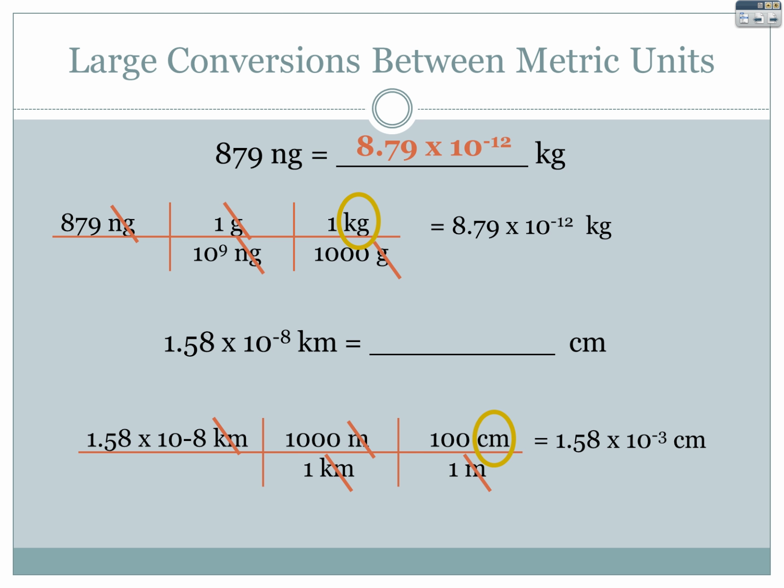I take everything on top and multiply it together and divide by 1. Everything on bottom is 1, so 1.58 times 10 to the minus 8 times 1,000 times 100 gives me the answer of 1.58 times 10 to the minus 3. Now this also makes sense because this is a larger number, it has a smaller exponent. It is a larger number than this because we're taking a very large unit where we had a very small amount and going to a smaller unit, so there should be more of it.